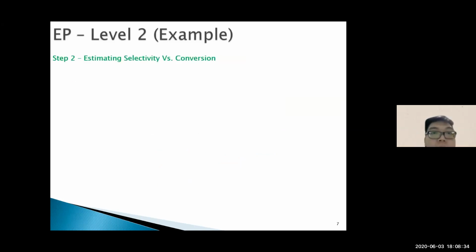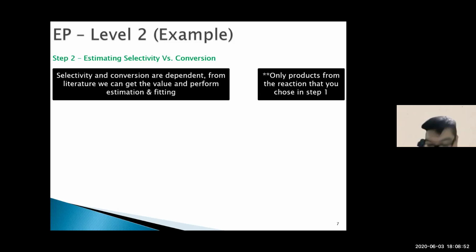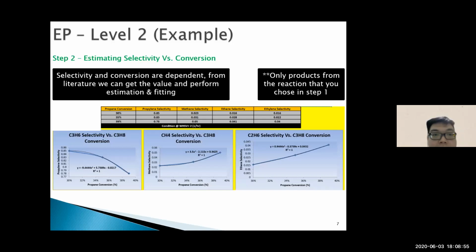All right, so we're moving on to step 2. We need to see the selectivity. How does it affect the conversion? For the selectivity, you can straight away take your value from a literature, or you can generate some model. So in this example, I have a few data from the literature. For example, here I have a propane conversion at 30, 35, and 39%. Each of them gives different selectivity.